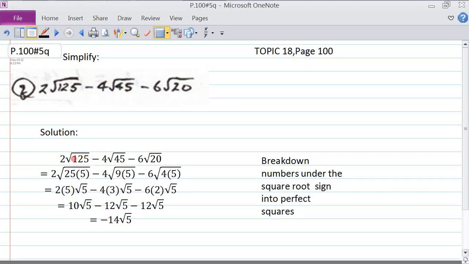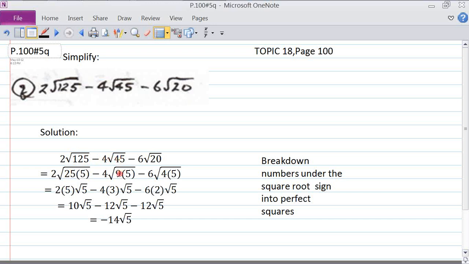In this case, because we're doing square roots, what we're going to do is look at each one of these numbers and break down the numbers under the square root sign into perfect squares. So instead of 125, I'm going to write 25 times 5 because 25 is 5 squared. So the square root of 25, I can simplify. So break these numbers down if I can find a perfect square, and 25 is 5 squared.